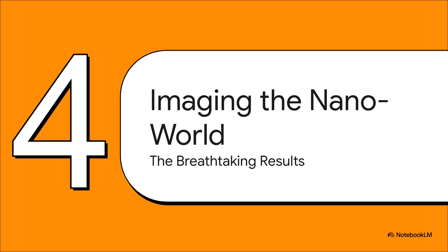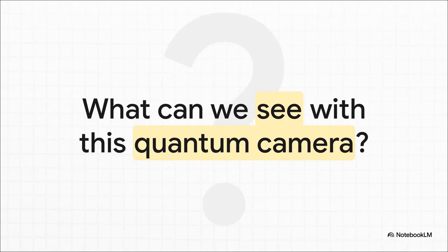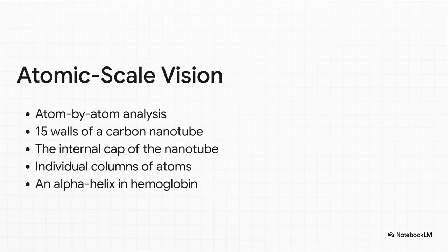Well, the images are just breathtaking. So, what exactly does turning a quantum wave into a picture let us see? I mean, we can see the atom-by-atom structure of materials. We can look at a carbon nanotube and literally count its 15 atomic layers, and even see how that tube is closed off on the inside.